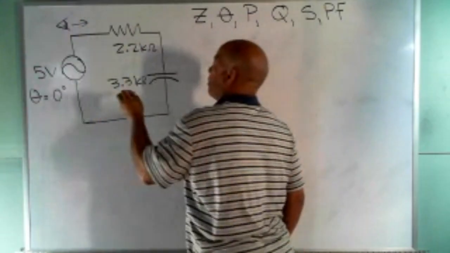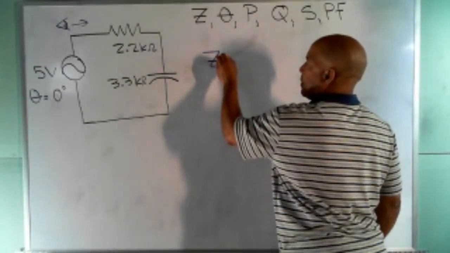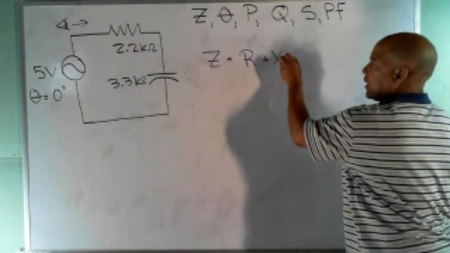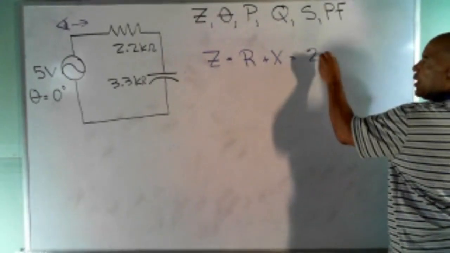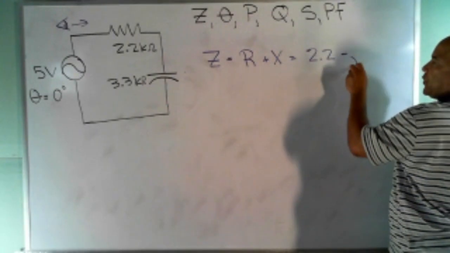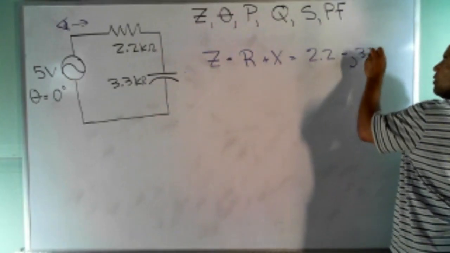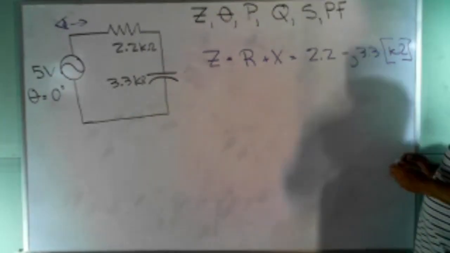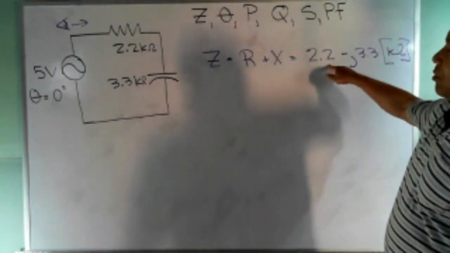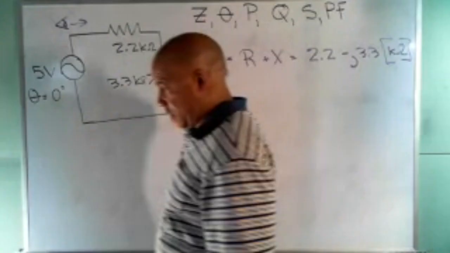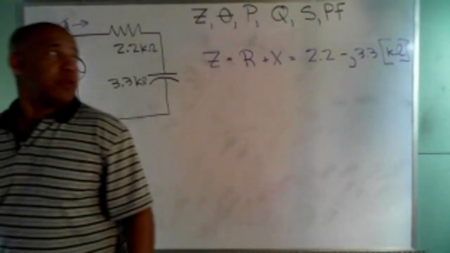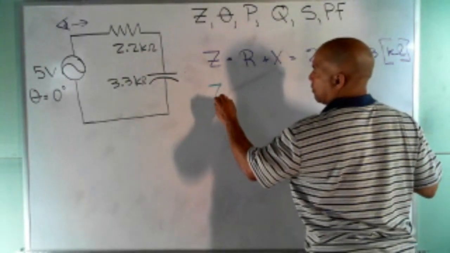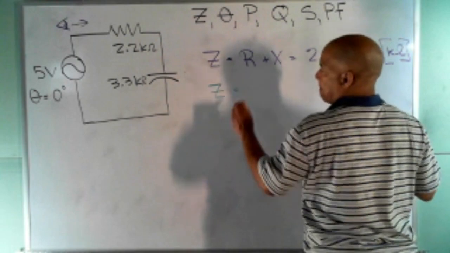My impedance Z will just be the resistance plus the reactance. So what I get is 2.2 minus j3.3, and this is in kilo ohms. So I need for you to convert this to polar form for me. Somebody convert it over. Let me know what you get when you convert this over to polar. Z is what in polar? Let me know when you got a number.